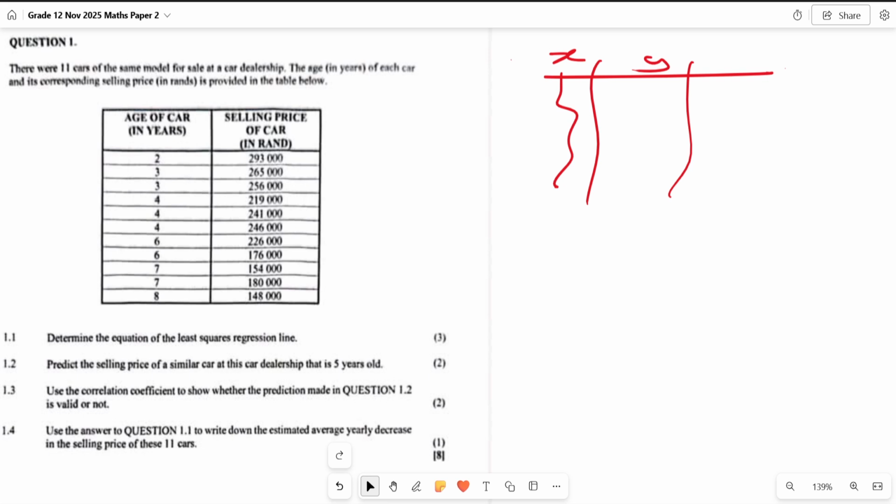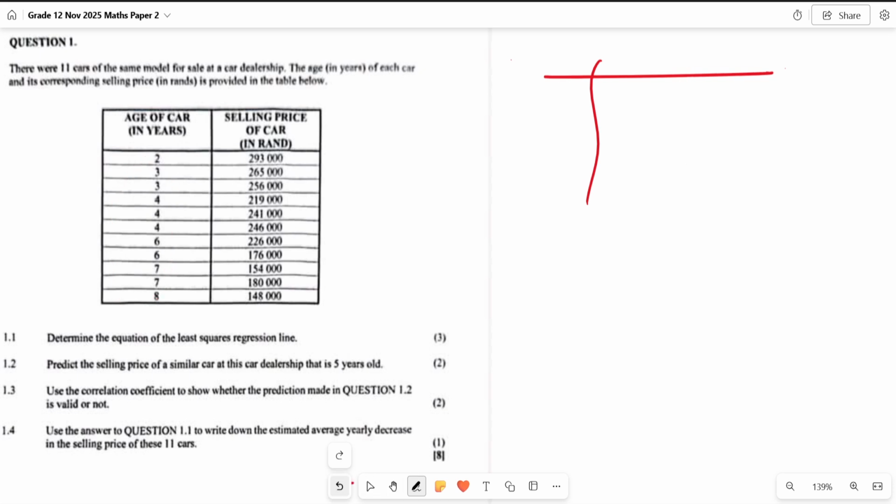Okay, anyways, there were 11 cars of the same model for sale at a car dealership, maybe Toyotas. The age in years of each car and its corresponding selling price. Let's just treat the selling price as our Y. Let's read this again: there were 11 cars of the same model for sale at the same car dealership. The age in years of each car and its corresponding selling price. Yes, the age is going to be our X. That's what we do.